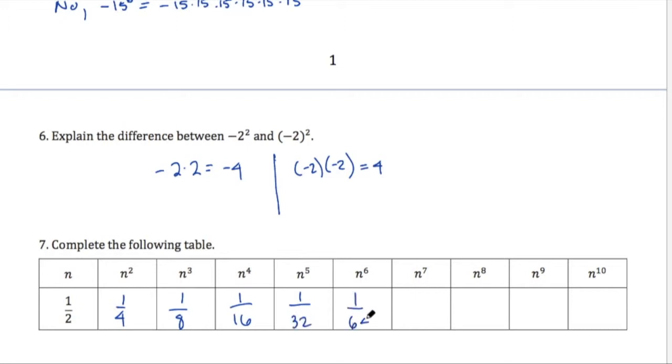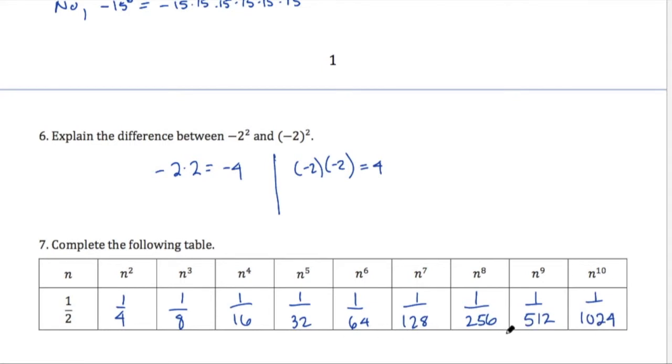So 1 over 128, 1 over 256, 1 over 512, and 1 over 1024. And again, you should know those powers of 2 so quickly that you're not sitting there using a calculator to figure out 2 to the 9th power.